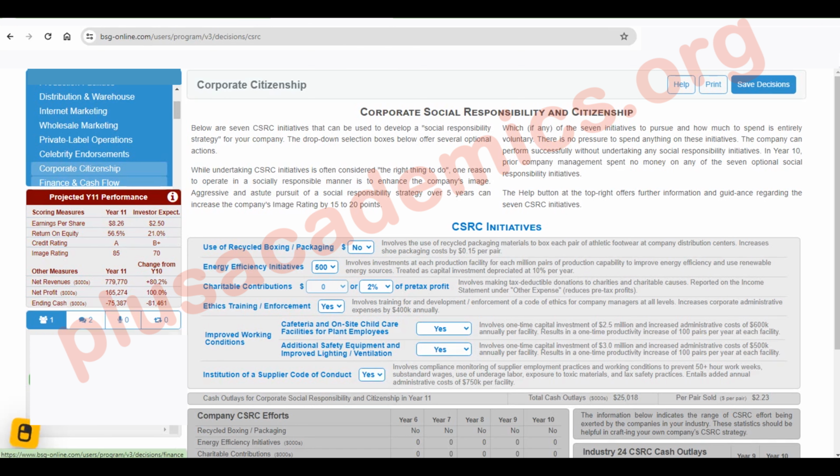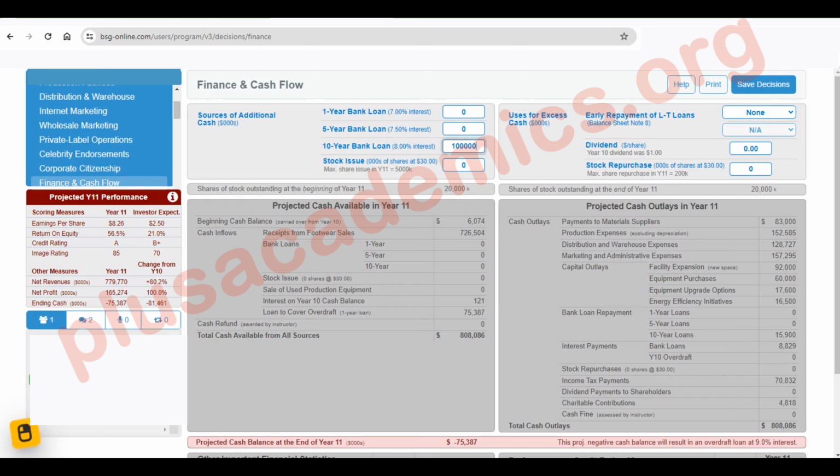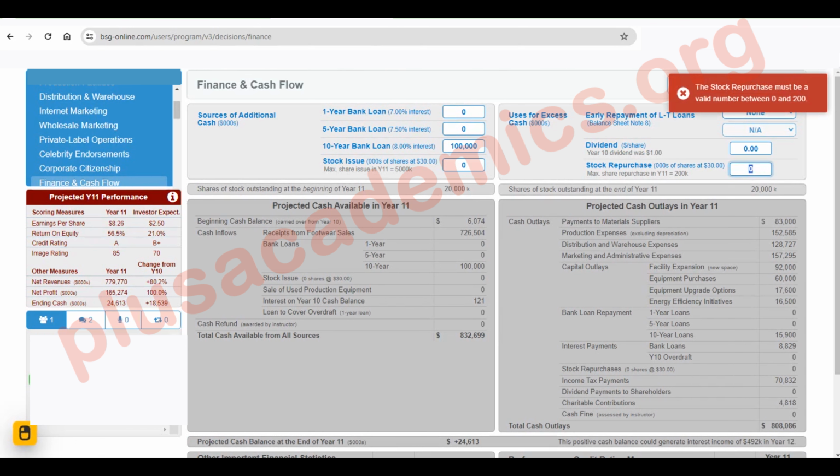And that's the reason why we're going to take a 10-year bank loan and also a 5-year bank loan. So for the 10-year bank loan, we're going to take 100,000. And then at the same time, we're going to repurchase stock maximum, which is 200, because currently the stock price is very low, and that means we can easily purchase them at a very low cost. And this is going to assist us to increase the return on equity and also the stock price in the long run.